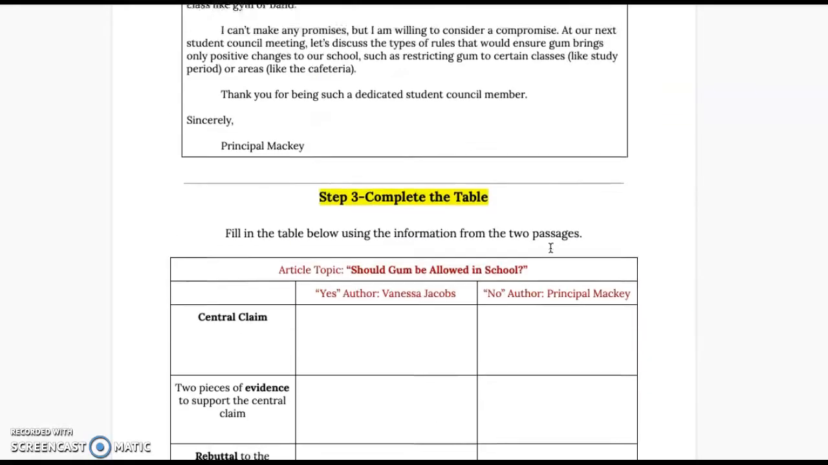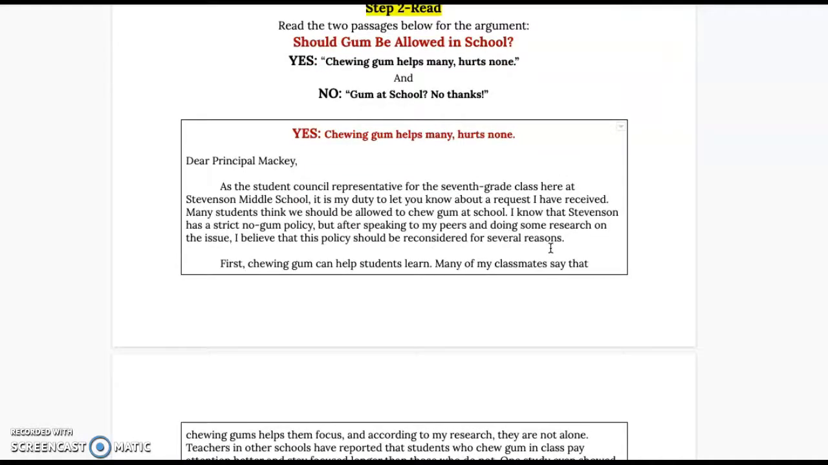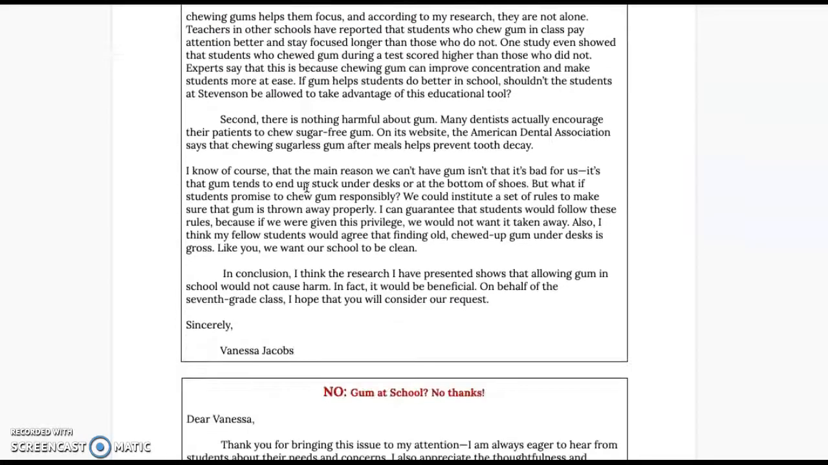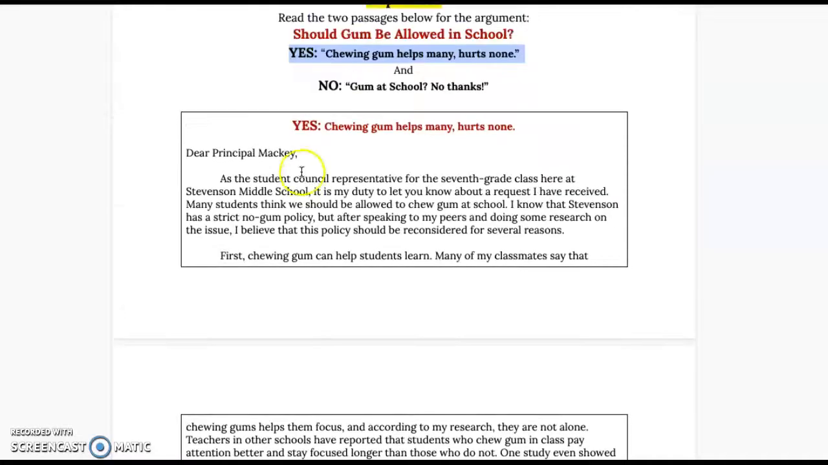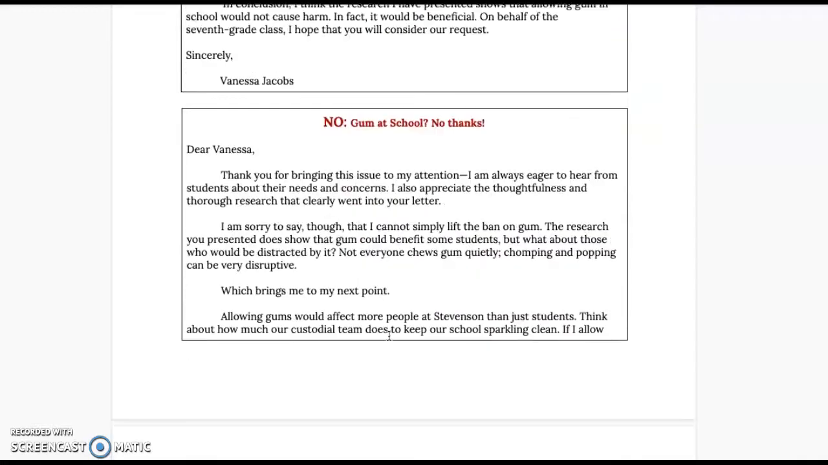So what we have today, I'm just going to go back up. Our argument is, should gum be allowed in school? We have on the yes side, chewing gum helps many, hurts none. And the yes side is going to be a letter to the principal written by Vanessa. And then the no side is the return letter to Vanessa from the principal. No gum at school, no thanks. So you'll see the principal's response right here.